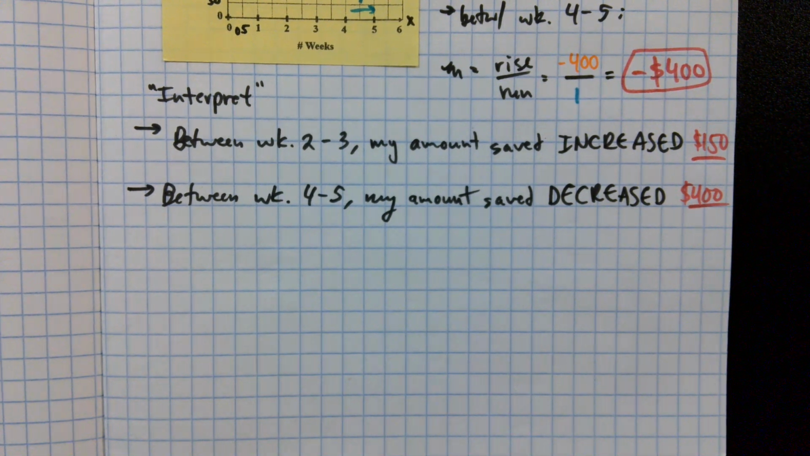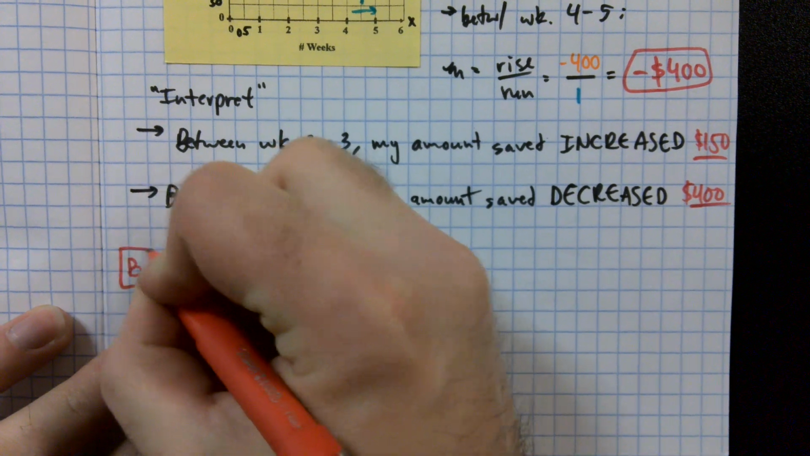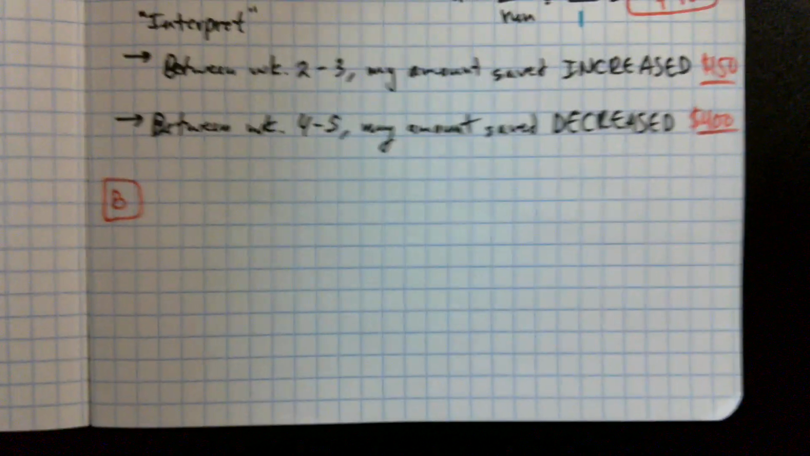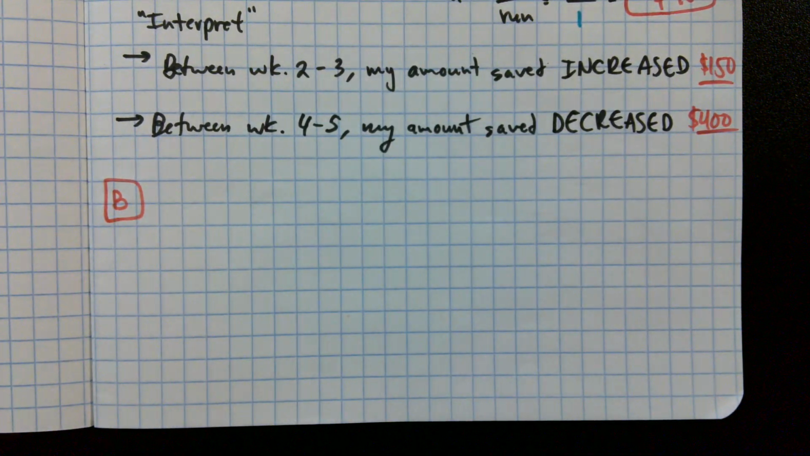If you're ready to go, you can help, or not help, but you can start setting up this table for problem B.